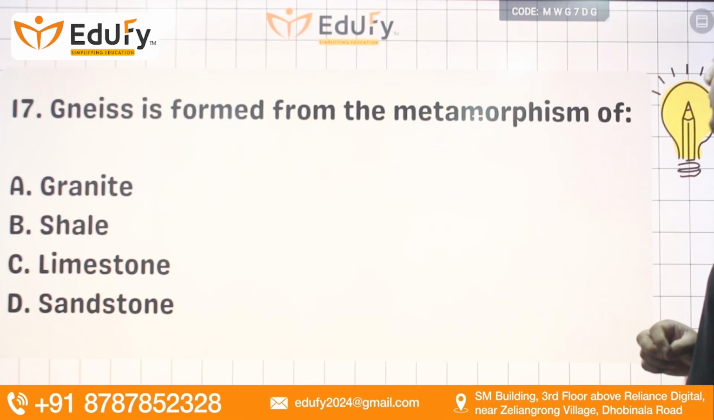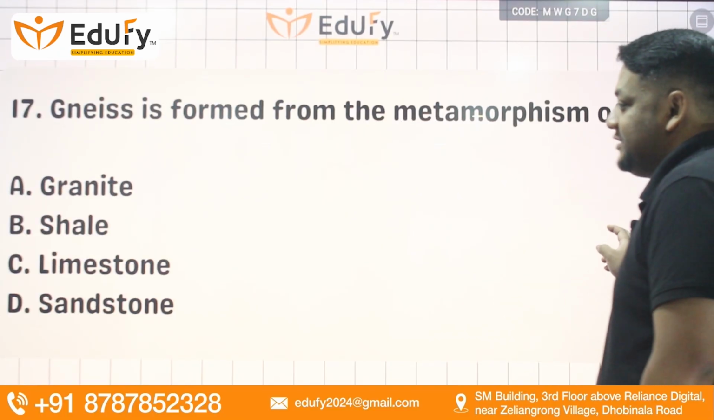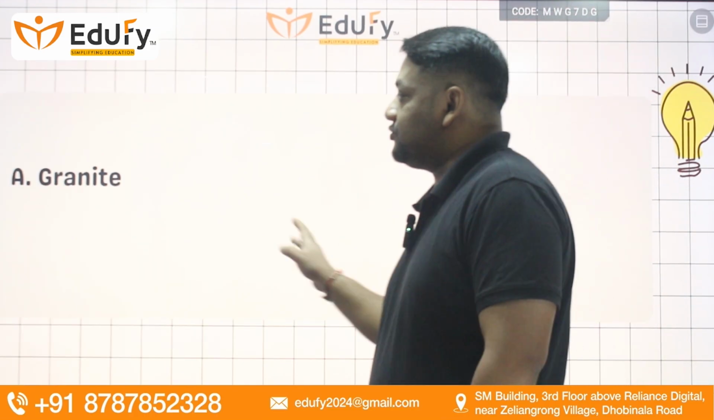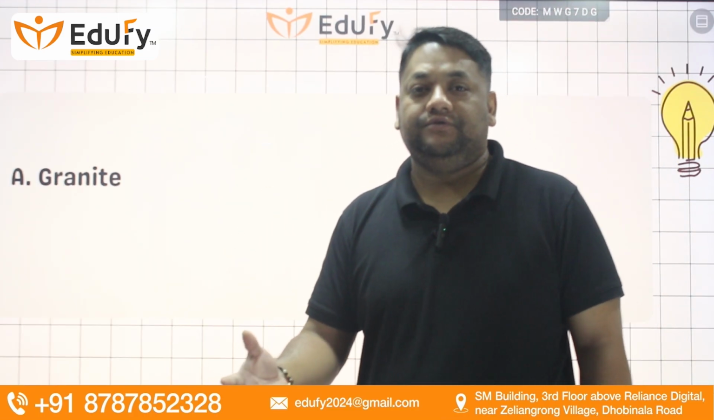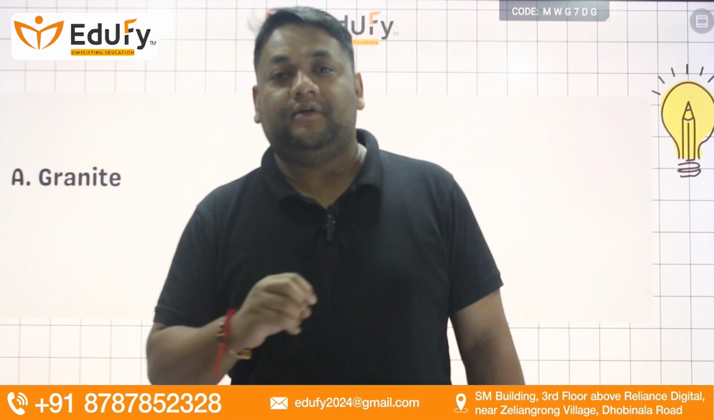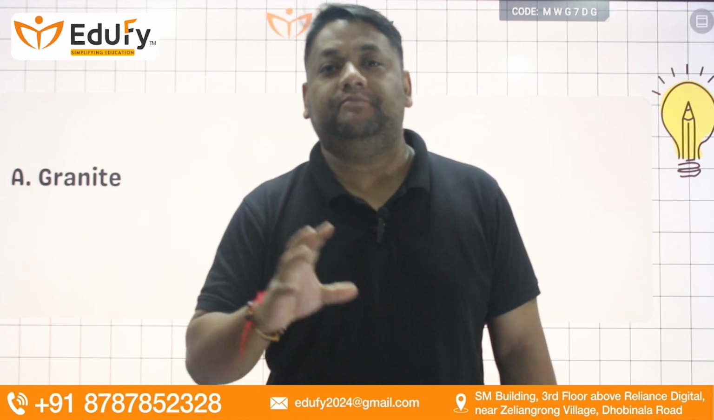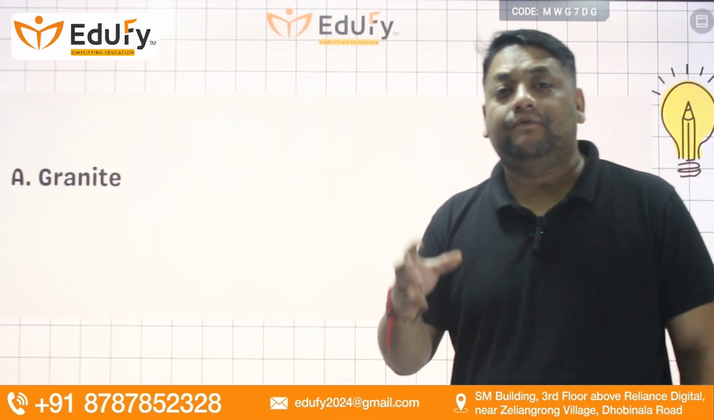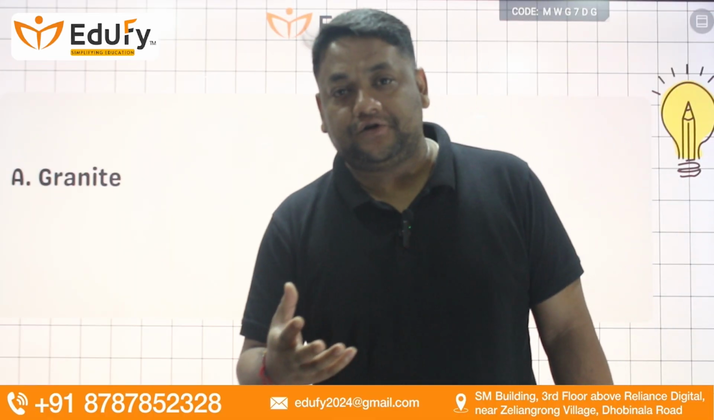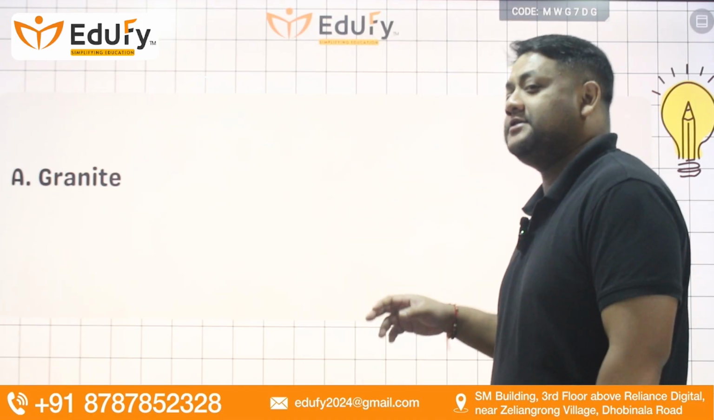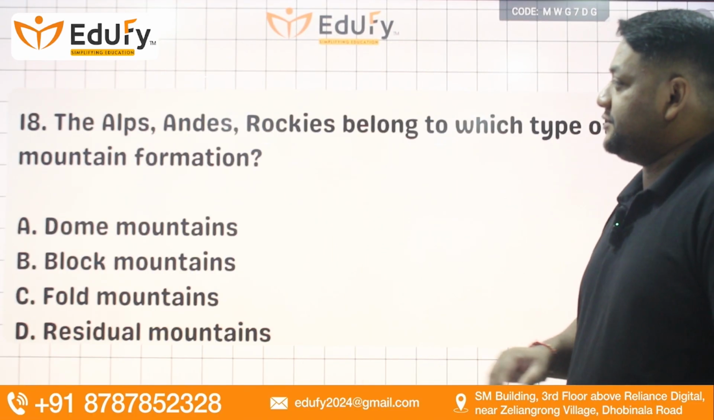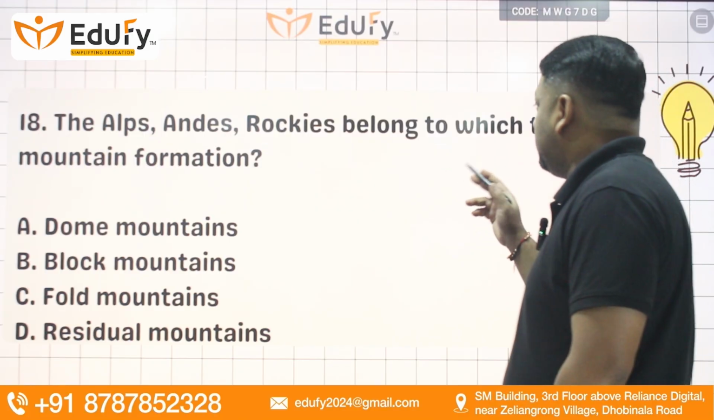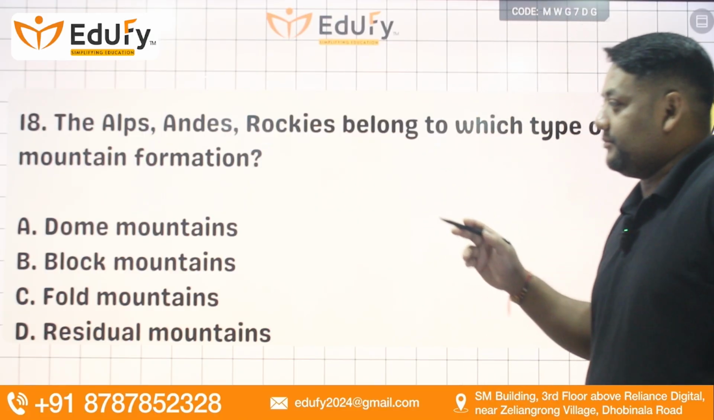Gneiss is formed from the metamorphism of granite, shale, limestone, sandstone. So granite converts into gneiss technically after going through a lot of heat and pressure. Granite is an intrusive rock formed after the solidification of lava inside the land, that is, the lithosphere. Next question. The Alps, Andes, Rockies belong to which type of mountain formation?